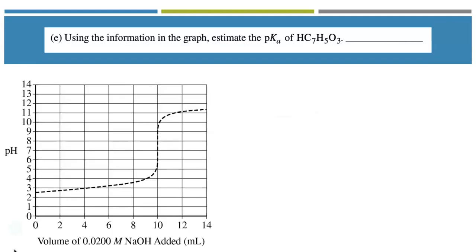Part E says, using the information in the graph, estimate the pKa of the salicylic acid. At this point, as you're reviewing for the AP Chemistry exam, it's important for you to know that at the half equivalence point of a titration of a weak acid with a strong base, which is the situation we have here, the pH of the solution will equal the pKa.